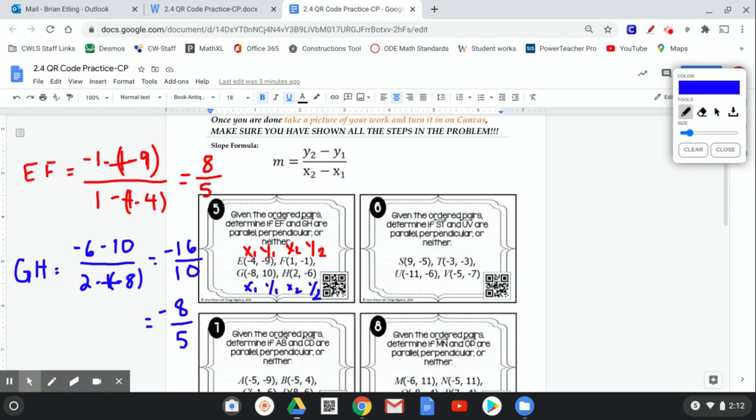So when we do this, we look at the -8 over 5, and we look at the 8 over 5. These are not the same number, and they're opposite, but they're not a reciprocal. So in this case, it's going to be neither for this first one. Okay, so on your paper, you just write neither. You have access to see the answer, so that's what I'm not concerned about. I'm concerned about the work that I put down. Okay, so make sure you have that on your paper when you turn it in.